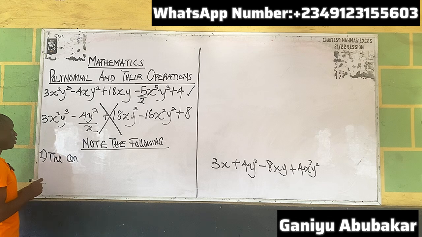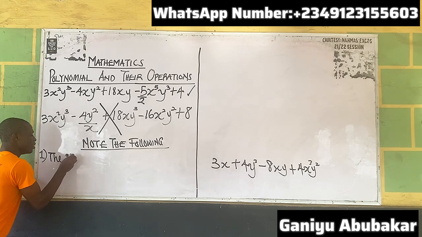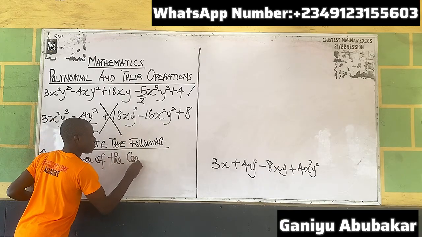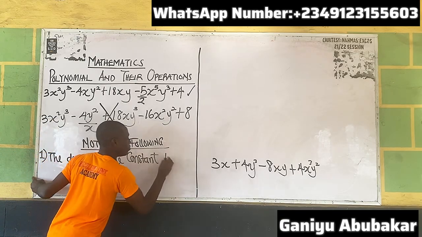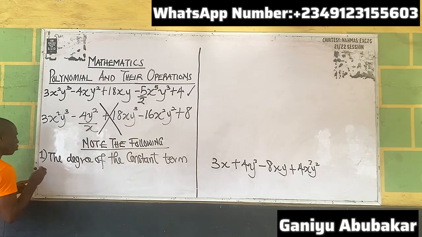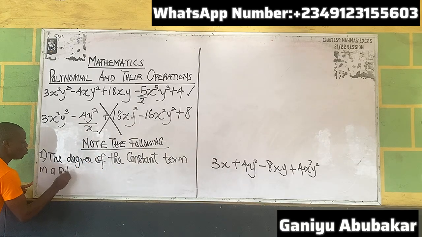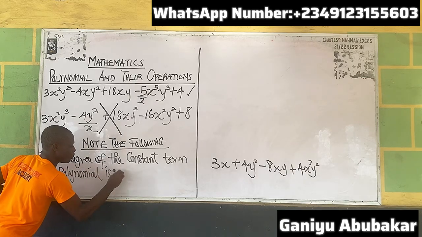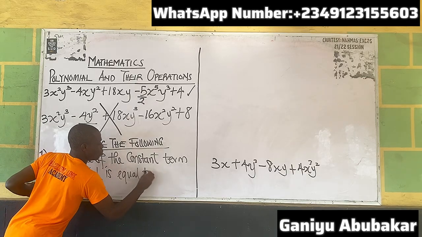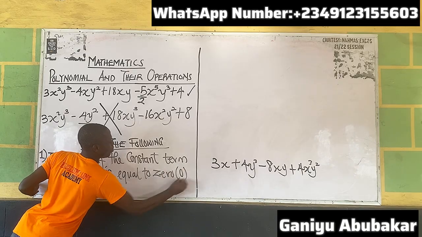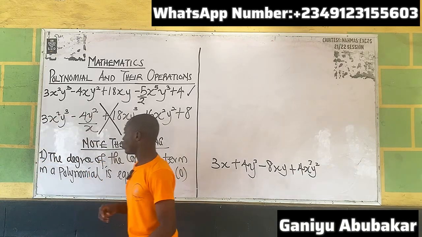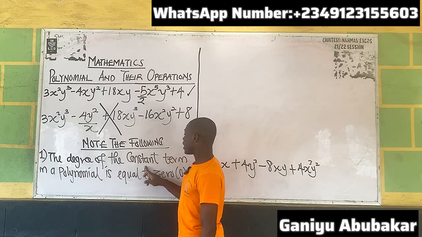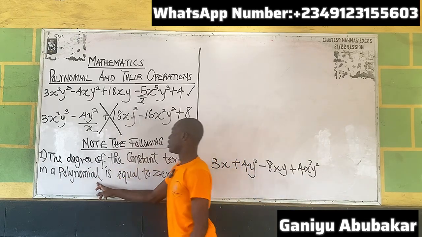Number one, the degree of the constant term in a polynomial is equal to 0. All right. The very first thing to note when it comes to polynomial is that number one, the degree of the constant term in a polynomial is equal to 0.